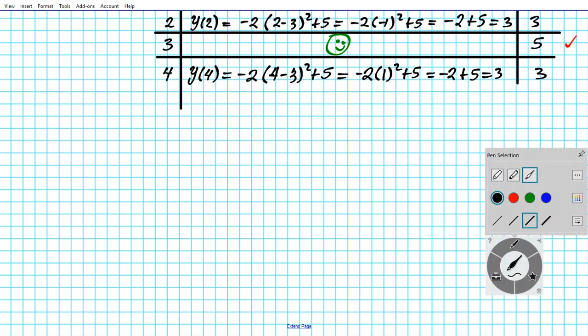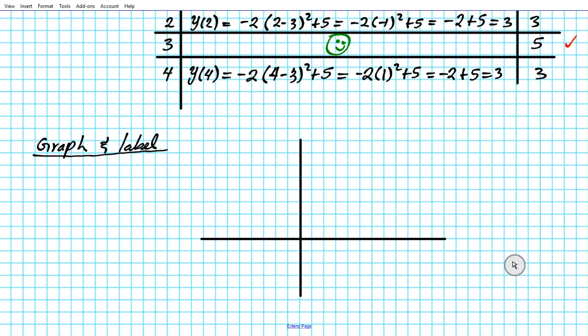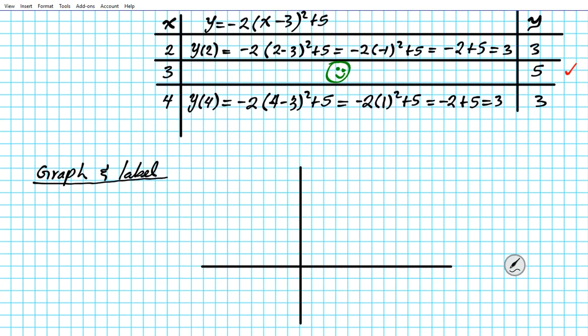Okay, so let's go ahead and graph the parabola. We're also going to label the relevant components. Alright, so we are centered at (3, 5), which is in quadrant 1, and our parabola opens downward. So this is just a rough sketch. It's not perfect. Okay, so let's go ahead and graph the points that we have. What do we have? We have (2, 3), (3, 5), and then (4, 3).